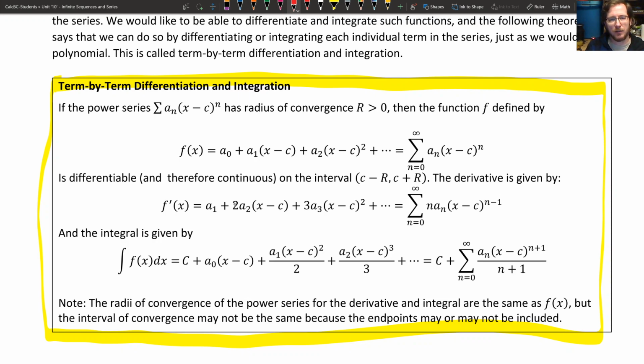The derivative of our initial term without an x in it would just be a constant. The derivative of a constant is 0, so that's not even shown. The derivative of this term is just that coefficient. The derivative of this term to the second power is 2 times that coefficient, dropping the power by 1, and so on. Each of these terms is just the individual derivative of each of the terms in the original function. And the integral is given by the same idea, the integral of each of those pieces.